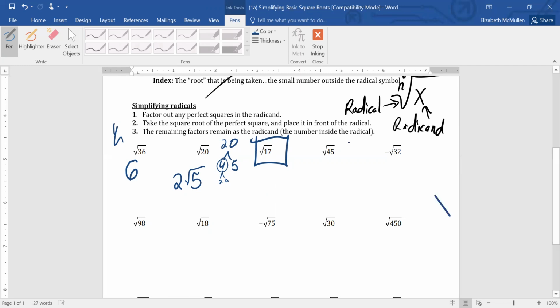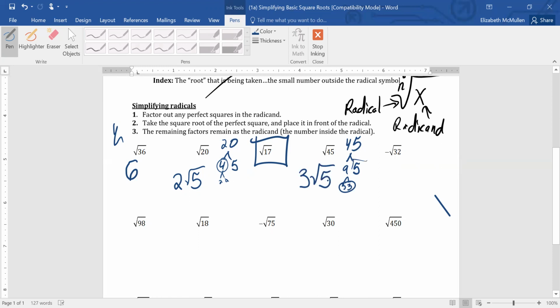All right? Okay, square root of 45. Well, 45 is 9 times 5, right? And 9 does have a square root, it's 3 times 3. So we're going to take a 3 out. And this 5 doesn't break down any further, so it stays under the radical.